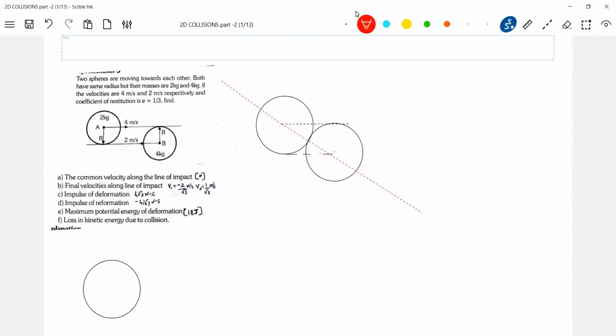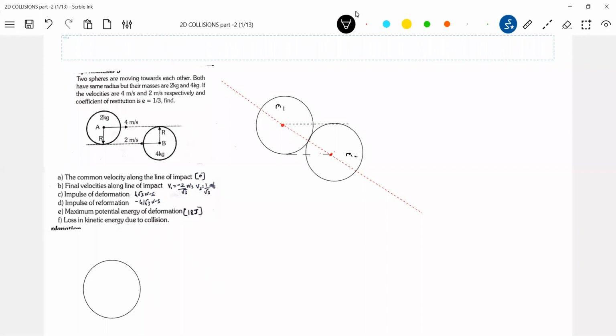What are the masses? Earlier we took the masses to be the same. Now the masses are different here. So these are C1, C2, with masses M1 and M2. How to solve this particular problem now? He's asking so many things: common velocity along line of impact, final velocities along line of impact, impulse of deformation, impulse of maximum potential of deformation, loss in kinetic energy during collision.